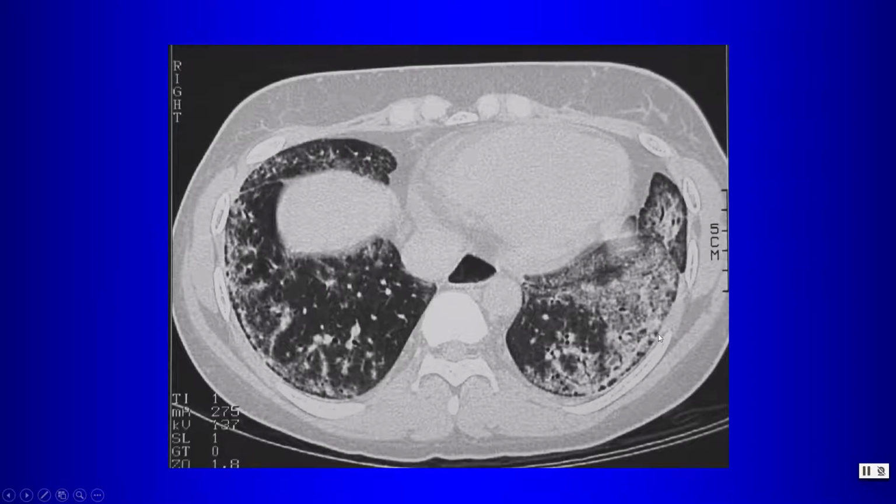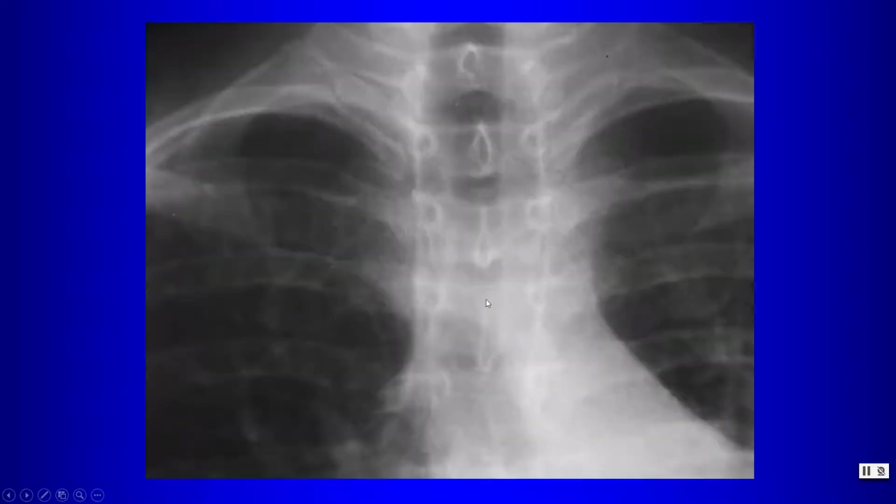So here's a patient who has peripheral interstitial disease, ground glass opacities, some areas of traction bronchiectasis, but the clue on the CT, what is the clue? The dilated esophagus. And you can see that also on the chest radiograph. So here there's the dilated esophagus on this chest radiograph.